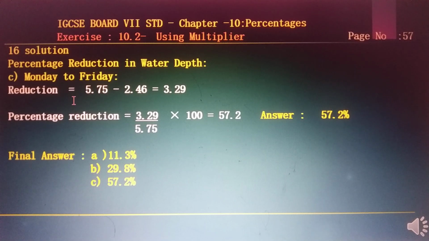And question number C, Monday to Friday, the same calculations. Subtraction of 5.75 minus 2.46, we are getting 3.29. 3.29 upon the initial value 5.75, we are getting a percentage of 57.2. Final answer is A 11.3%, B 29.8%, C 57.2%.